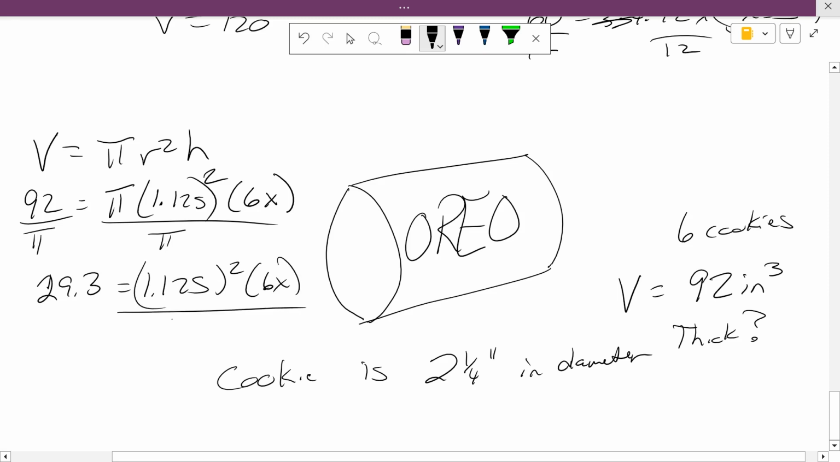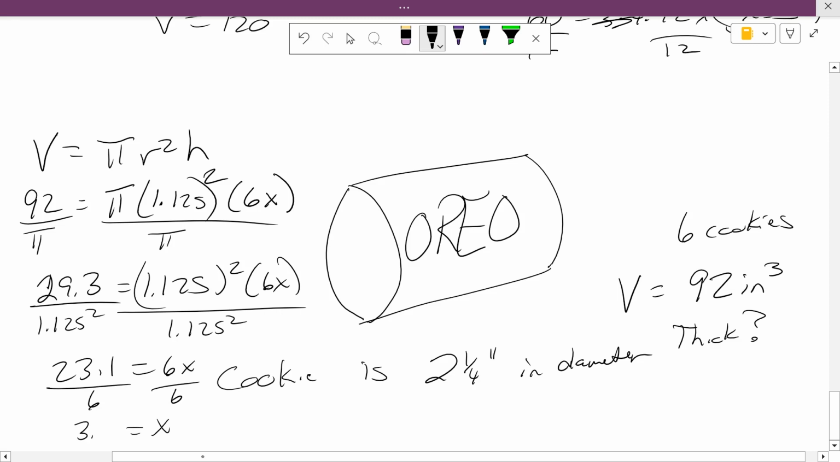And divide by 1.125 squared. Not going to change it too much. 23.1 equals 6x and divide by 6. X equals 3.85. That's one thick cookie. That's a good thick cookie.